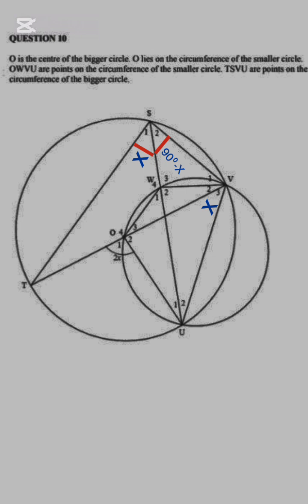Right now let's focus on the smaller circle. OWVU are points on the circumference of the smaller circle. So OWVU is the cyclic quad on the smaller circle. Let's highlight that. In our cyclic quad OWVU, angle W1 and angle V3 are subtended by OU. Therefore, angle W1 is equals to angle V3 is equals to x. Reason angles on the same circle or angles subtended by the same arc. Okay, we have our angle W1 as x.